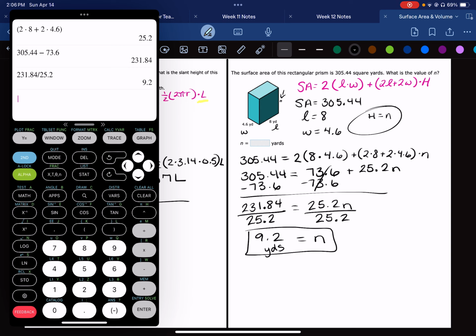That's finding the height of a rectangular prism, given that we know the surface area of the rectangular prism itself. Go ahead and check out my next couple videos where I look at doing something similar using volume formulas. Good luck!